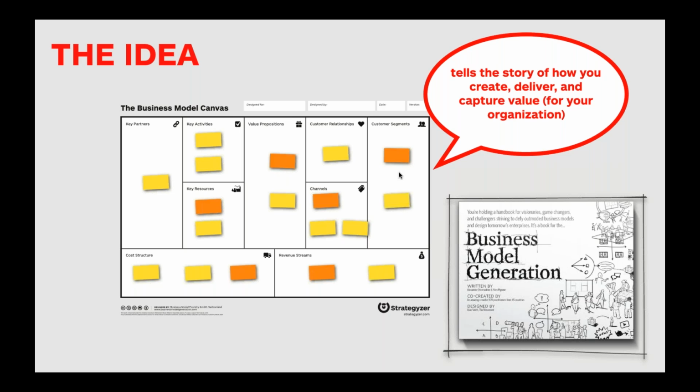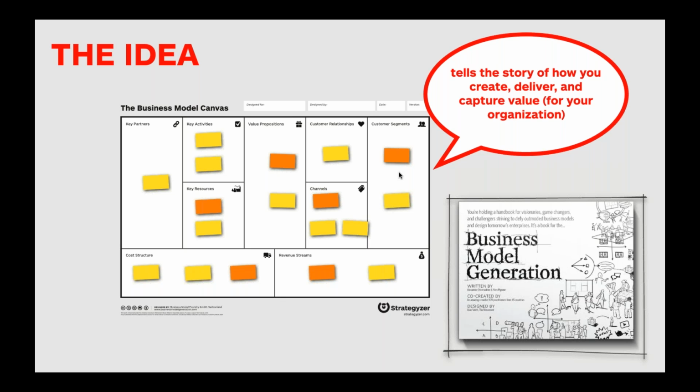So we thought, and when I say we, it was even me when we started using this a bit more often. Then later on, we created Strategyzer with Alan Smith. The idea was that people would fill out the business model canvas to explain their business model, so how they create, deliver, and capture value.